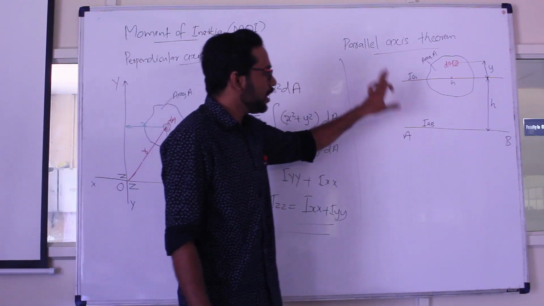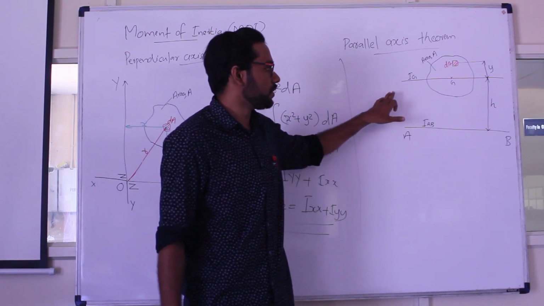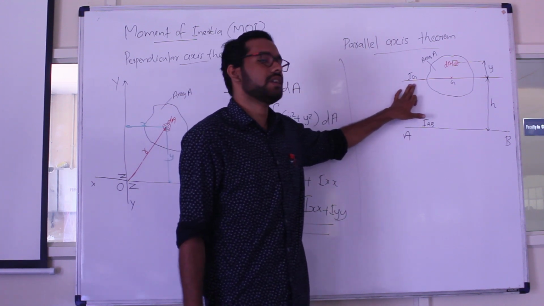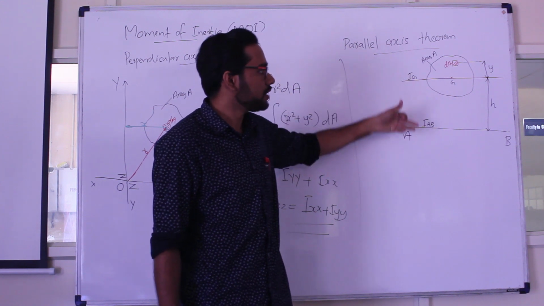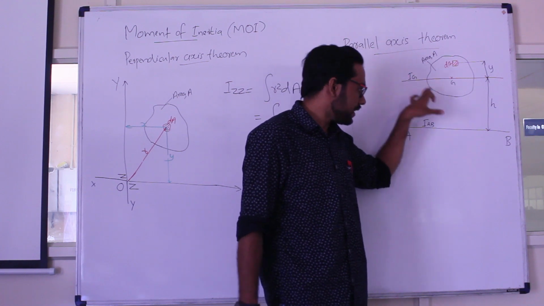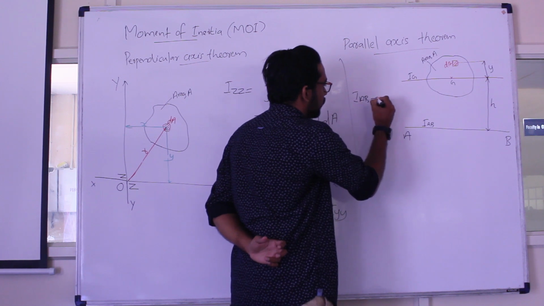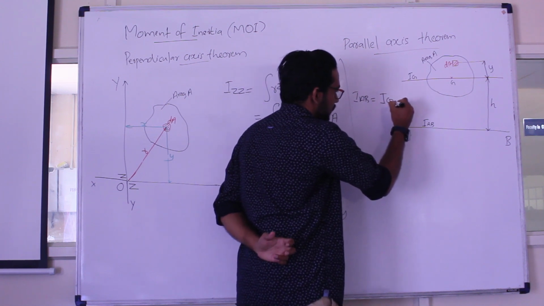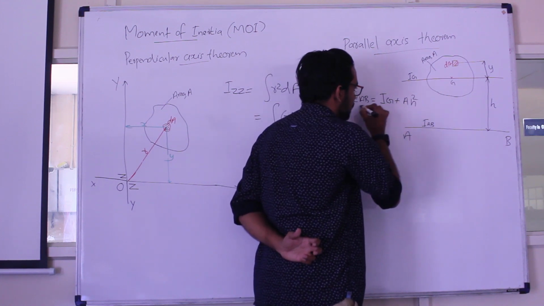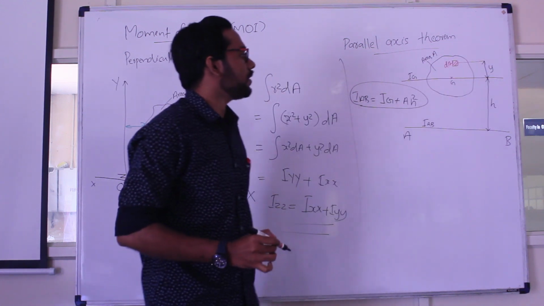It says that the moment of inertia about a reference axis, which is parallel to the centroidal axis, is given by the sum of the moment of inertia about the centroidal axis and the product of the area of the figure and the square of the distance between the centroidal axis and the reference axis, that is, IAB equals IG plus A h square.